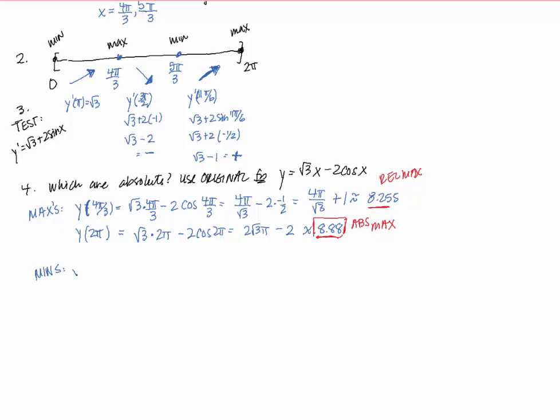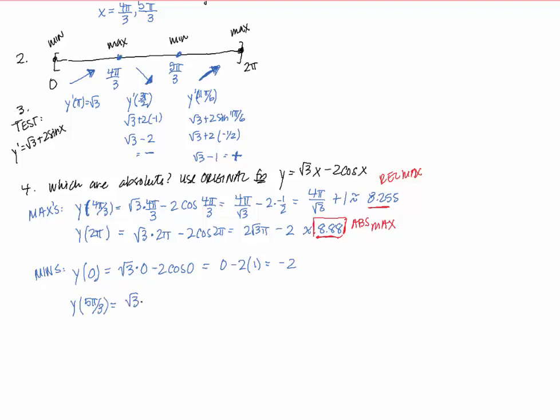Same process, use the original function to compare the y values for the two minimums. The first minimum is 0, I like that number. 3 times 0, square root of 3 times 0 minus 2 times the cosine of 0 is 0 minus 2, because cosine of 0 is 1, so we get a y value of negative 2. And what's the value of the function at the other minimum, 5 pi over 3?